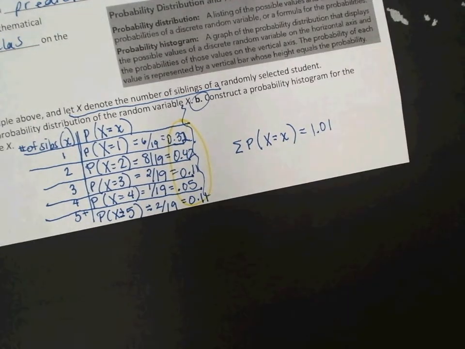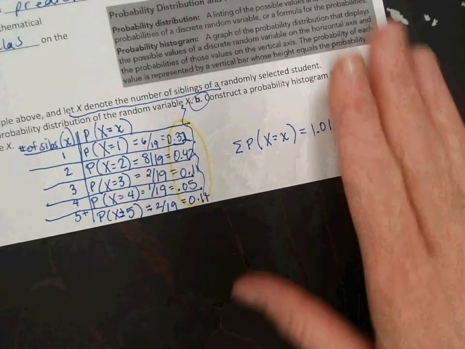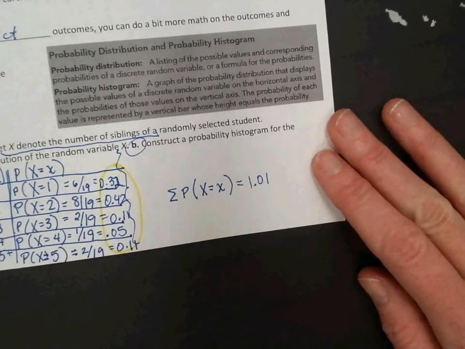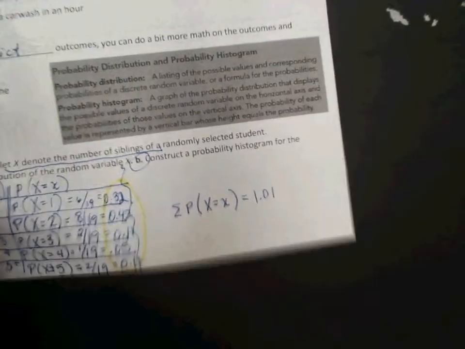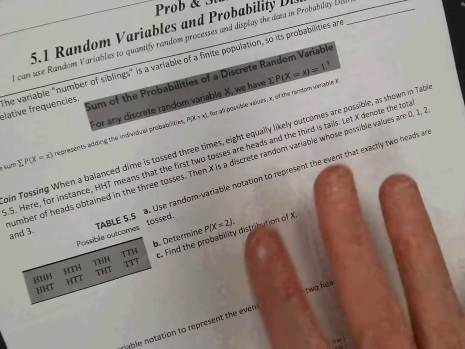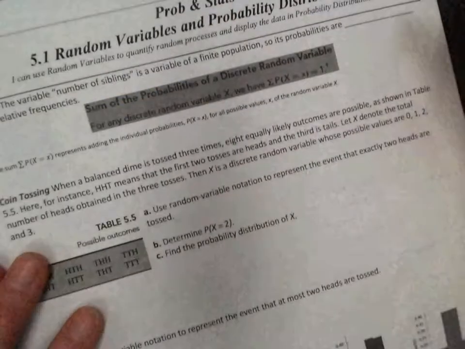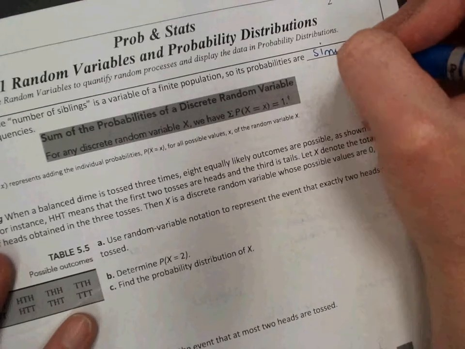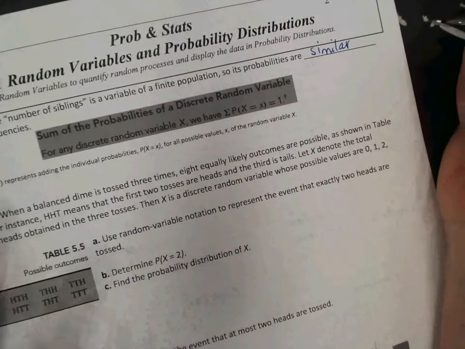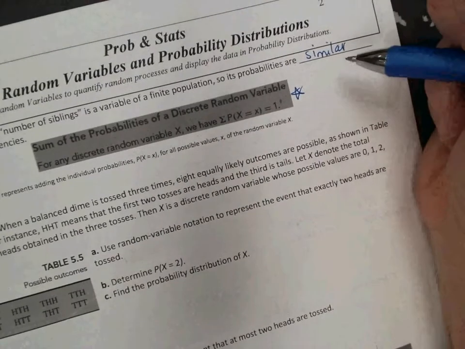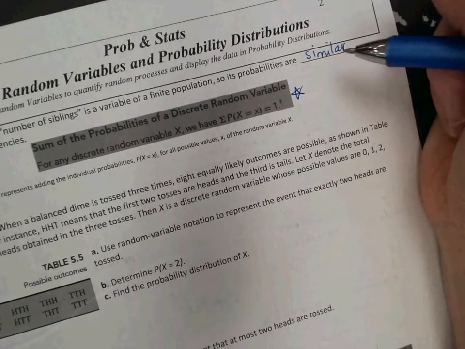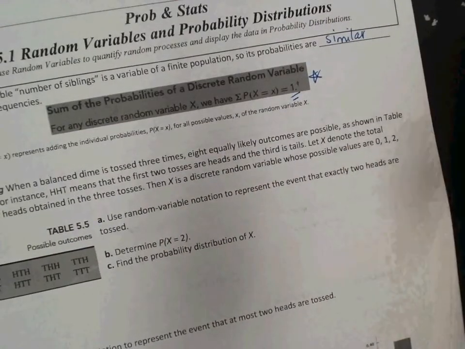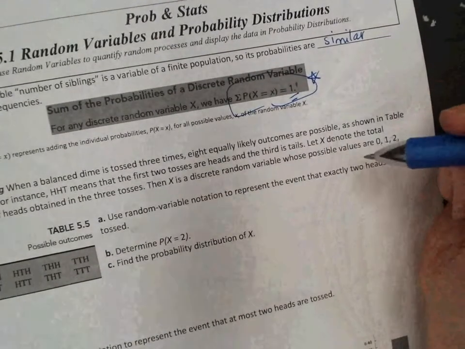Based on our rounding, it can be a little bit off. But it should always be right around 1 when you add those all together. And then the note just says the variable number of siblings is a variable of finite population, so its probabilities are similar to its relative frequencies. And then this is just what we just spoke about on that last question. The sum of the probabilities of a discrete random variable should be 1. And that's the notation for it.